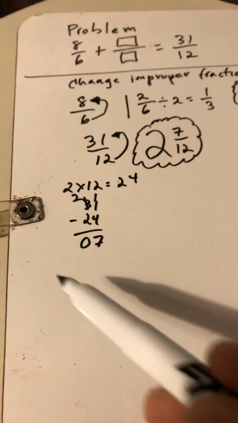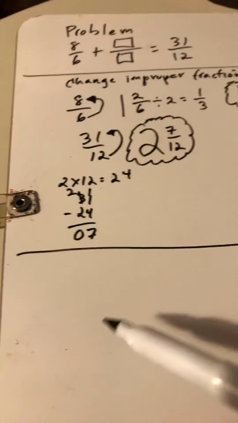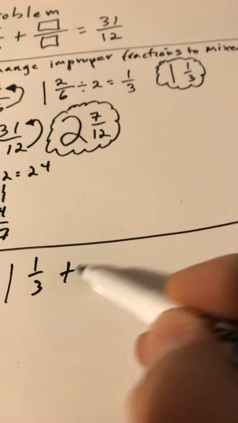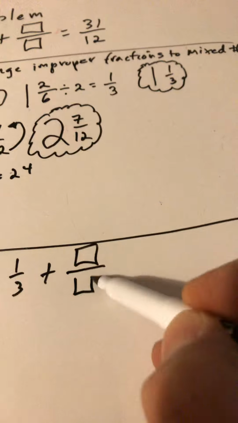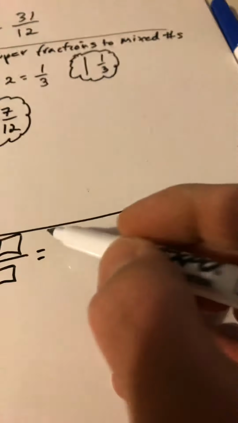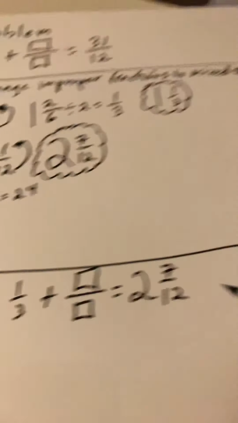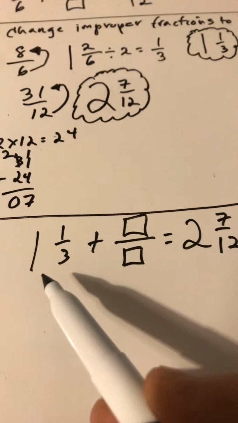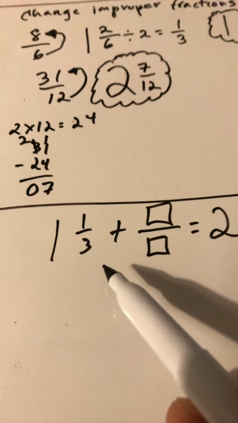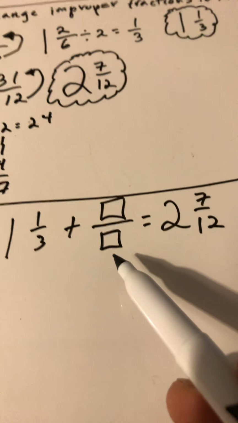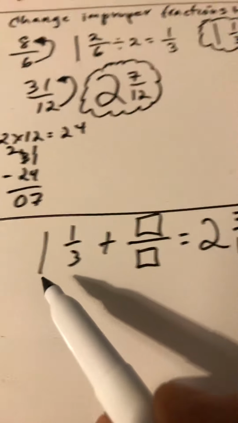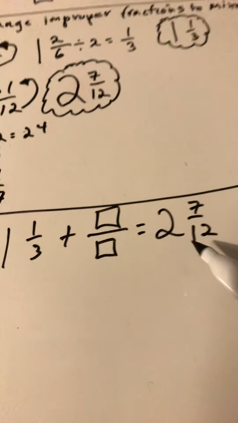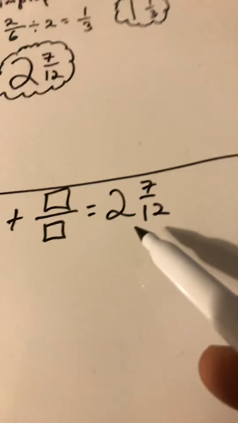So I'm going to rewrite the problem using my new mixed numbers. So now I have 1 1/3 plus a fraction equals 2 7/12. Okay, so this is my new problem with mixed numbers here. So 1 1/3 plus something equals this much, okay? So if I want to figure out how much this is, what I need to do is take the part from the whole to give me the other part, because supposedly this part plus this part equals this whole. So I should be able to just take this part from this whole to get this part.